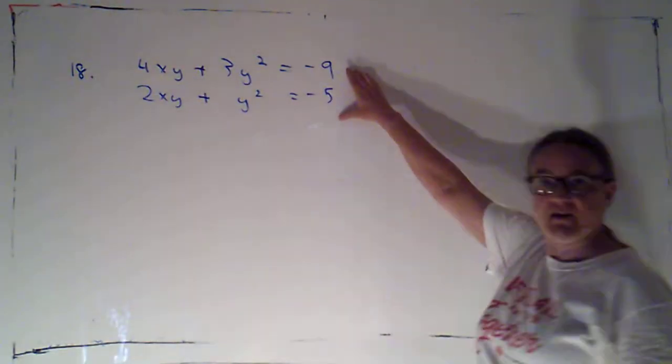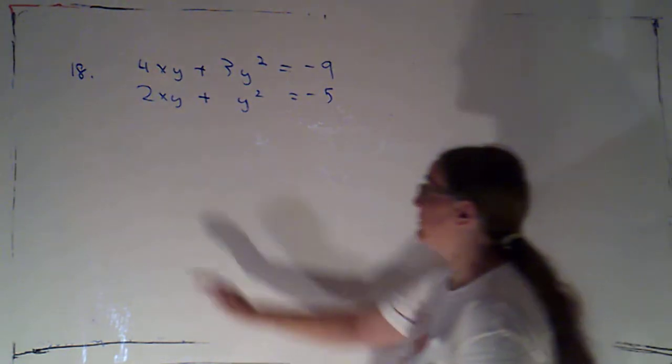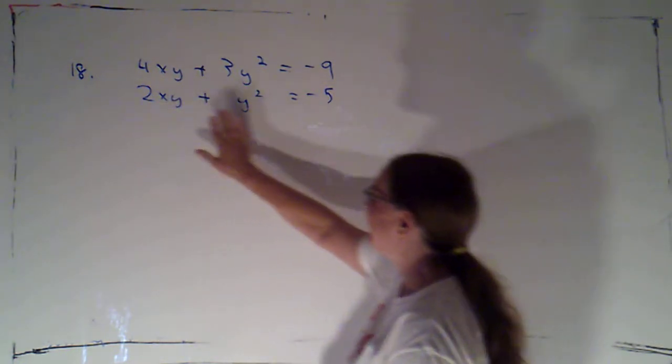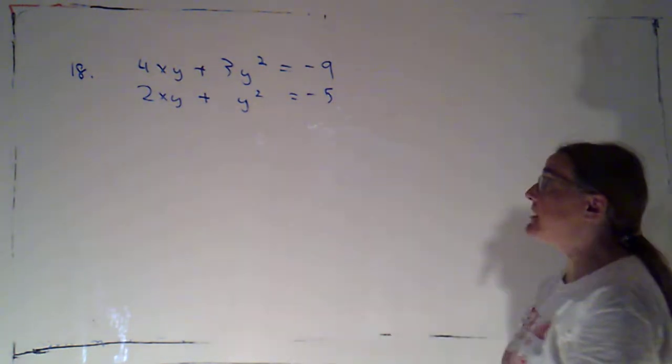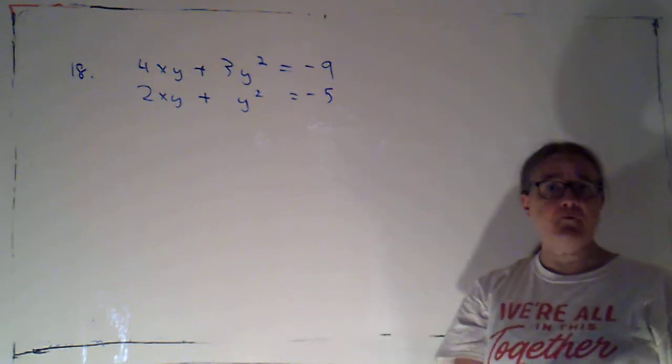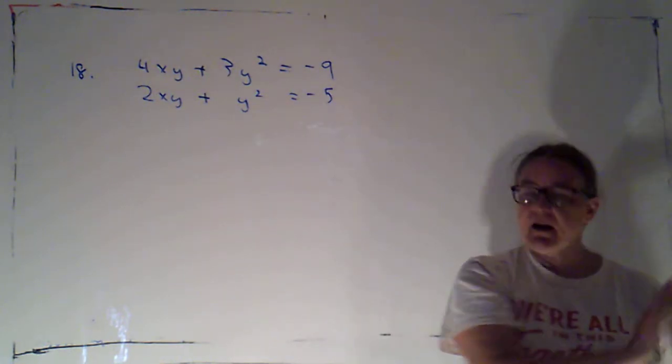Question 18 from your text gives us this nice nonlinear system here. You'll notice both equations have three types of terms. We've got some xy's, some y squareds, and some numbers. And this one's nice in that they're already in the same form. They're lined up. We've got the xy's plus the y squareds equals a number.